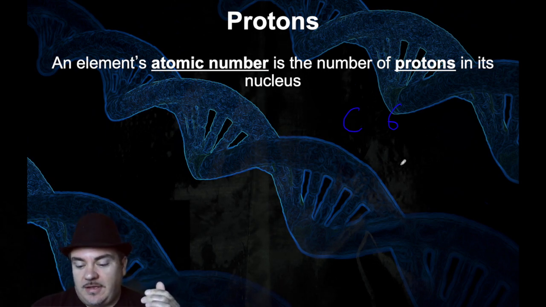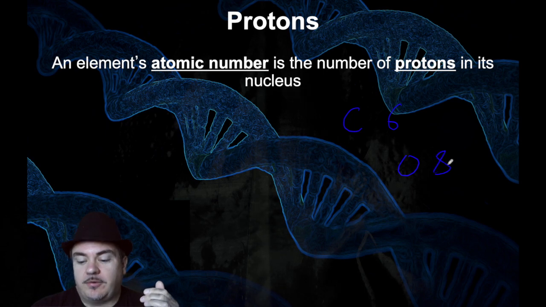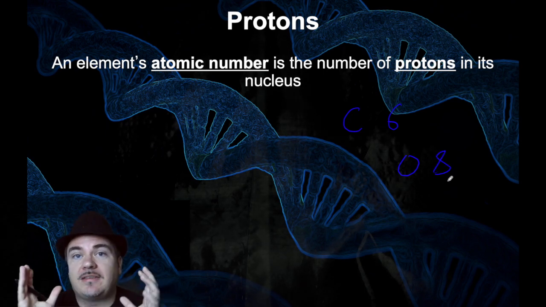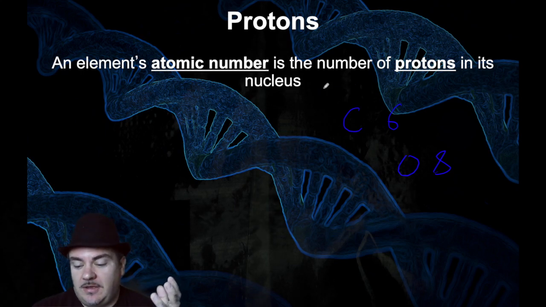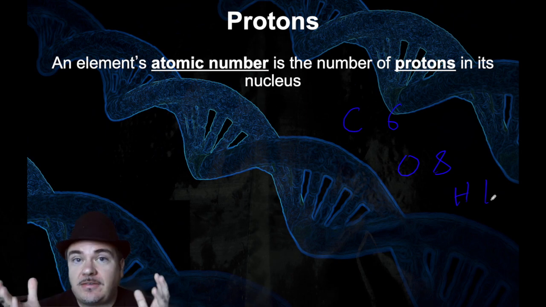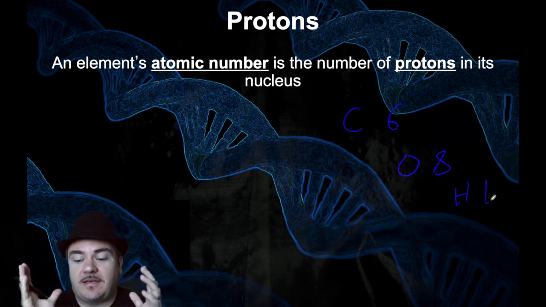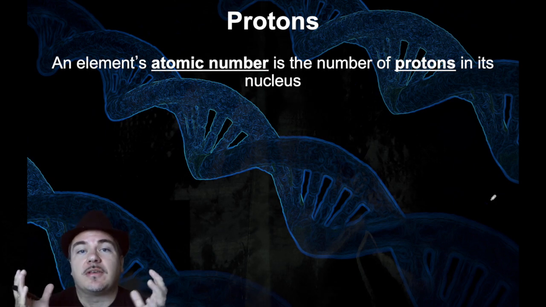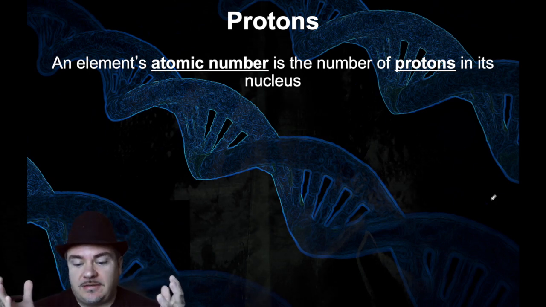In contrast, oxygen has exactly 8 protons. Every single oxygen atom has exactly 8 protons. Why? Because that's what makes it oxygen. Hydrogen has 1 proton. Why? Because that's what makes it hydrogen, the fact that it has 1 proton. So the protons are very important because they determine which element it is.